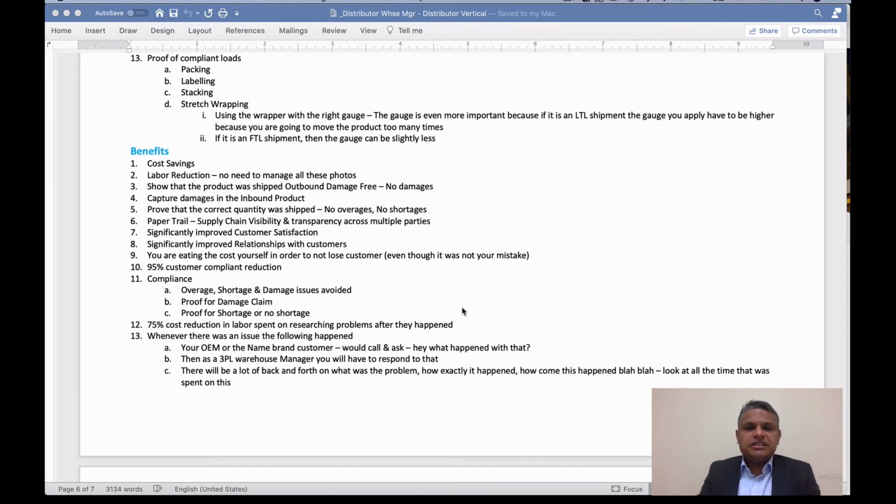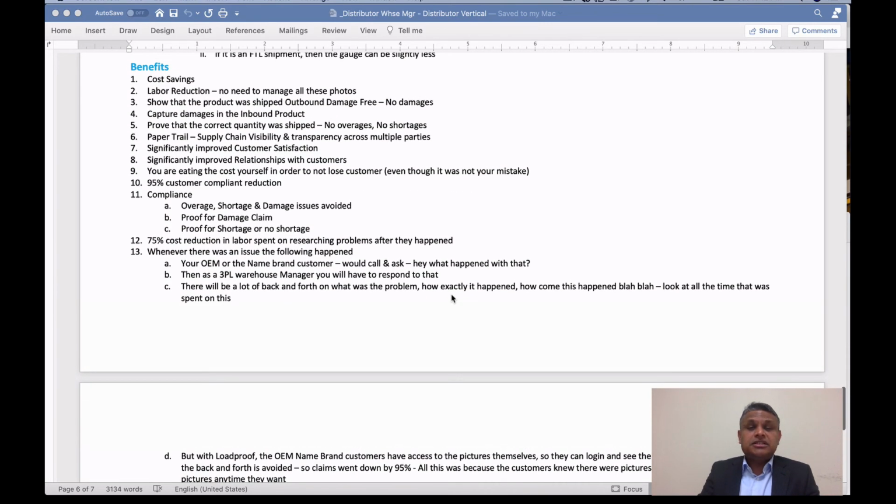So benefits, obviously, there are a lot of cost savings, right? Overall, the process itself is simple, you're avoiding all the manual process, and retrieval is so much easier. Your labor is reduced, right? No need to manage all these photos. Show that the product was shipped outbound damage-free, capture damages in the inbound product, prove that the correct quantity was shipped, no overages, no shortages, paper trail. So from a visibility perspective, anybody can log in and look at it, both within the organization and outside the organization for partners that you need to give access to.